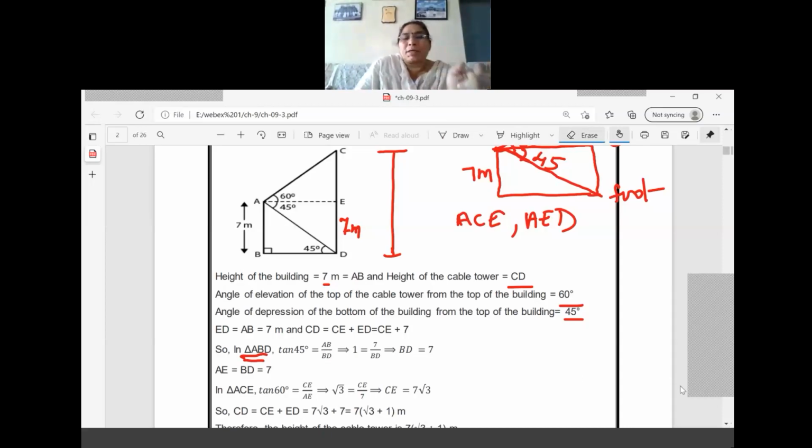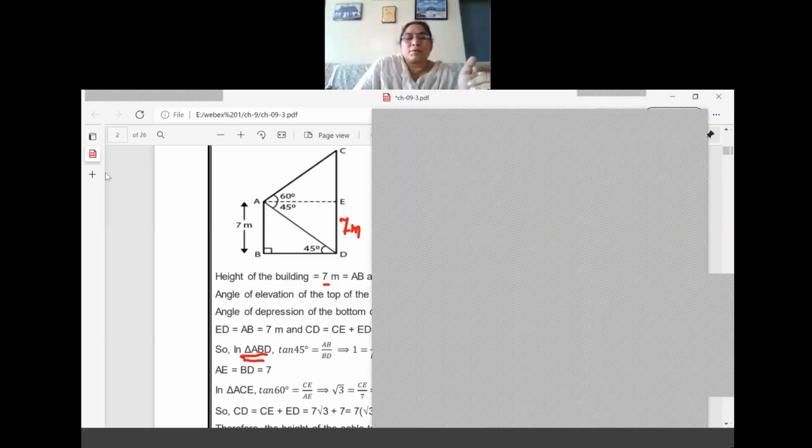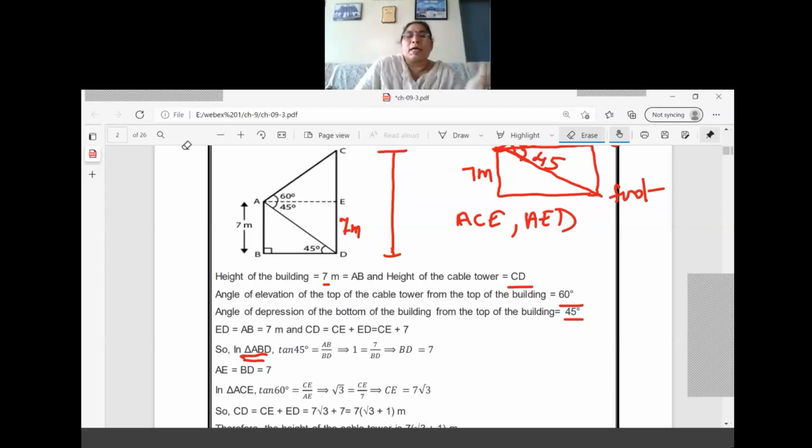We can go with triangle ABD because you already know that the angle of depression and angle of elevation are the same only. So this 45 here we have made as 45 only. So the triangle they have used is triangle ABD only. Tan 45 equals AB by BD equals 1. Then we substitute 7 as AB, then we go for BD. Now instead of this triangle, we can use triangle AED also.